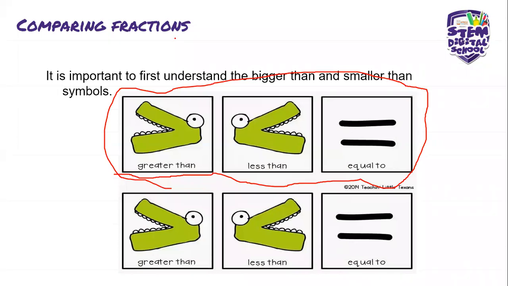And Sam, you can also say that when the two fractions are the same, like for example a half and a half, the crocodile closes its mouth and it doesn't eat any fraction, because they're the same. Yes. You are a superstar.